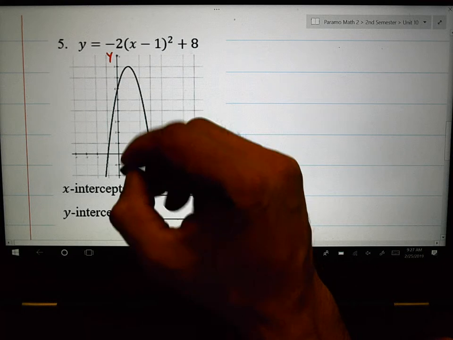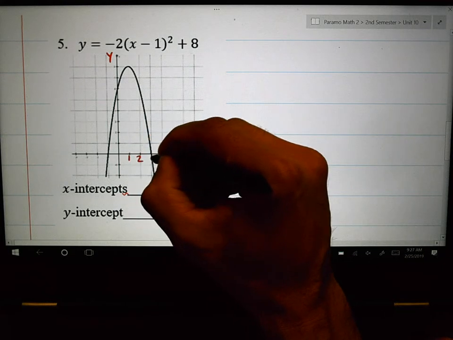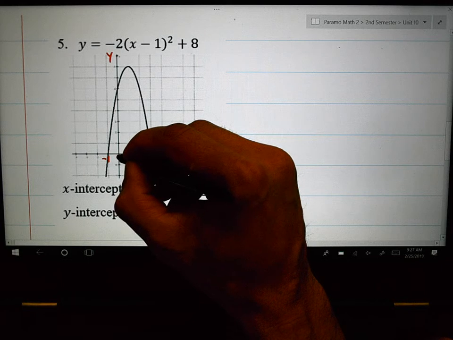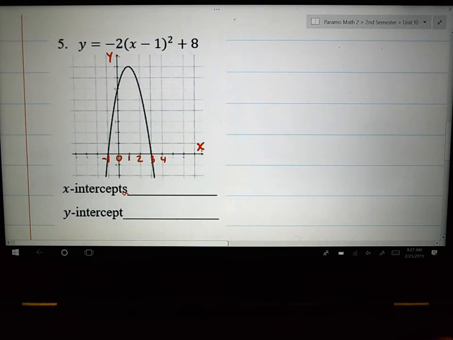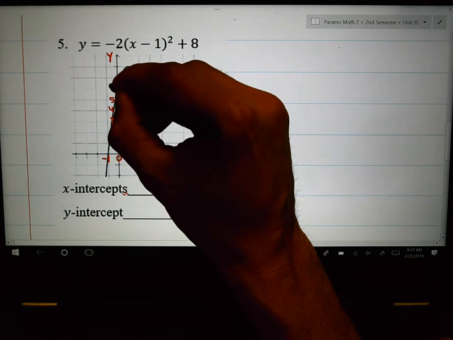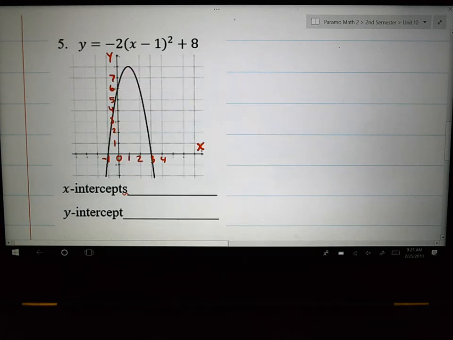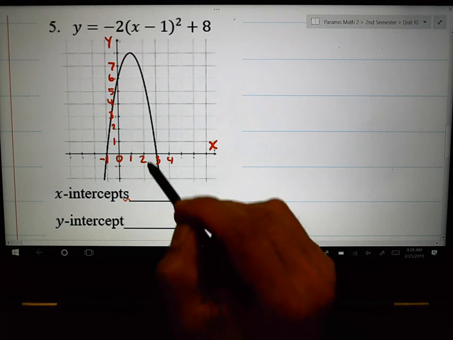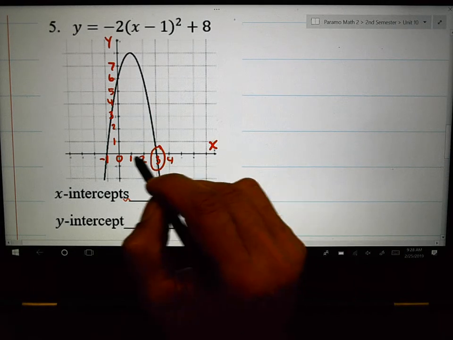Write out the numbers. This is a 1, 2, 3, 4. You can keep going. -1 on that side. I'm going to put a 0 right there. That way I have my x-axis labeled. My y-axis, 0, 1, 2, 3, 4, 5, 6, 7. So I know where things cross. To find the x-intercepts, it crosses here on the x-axis and it crosses here.